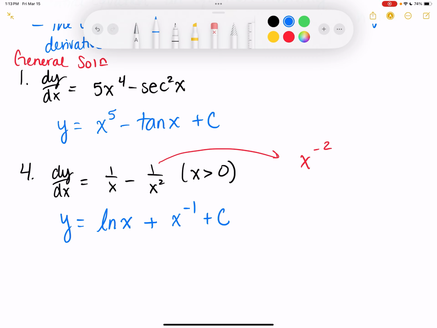I'm going to make you think on this next one. I've already been thinking. 6.